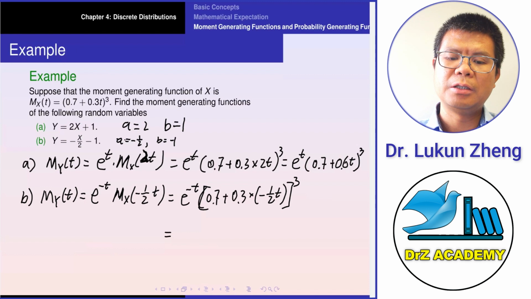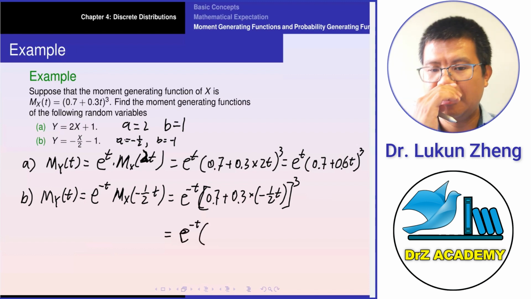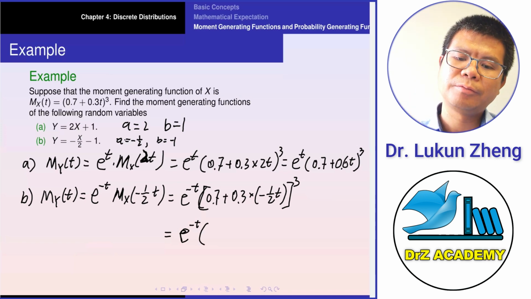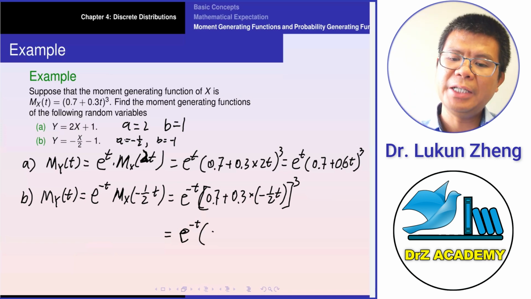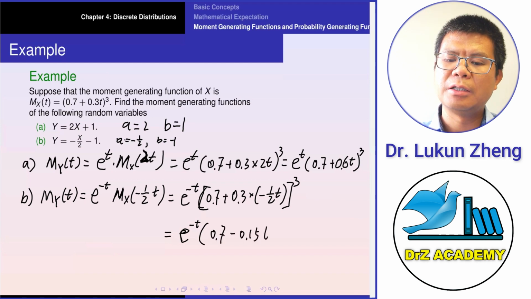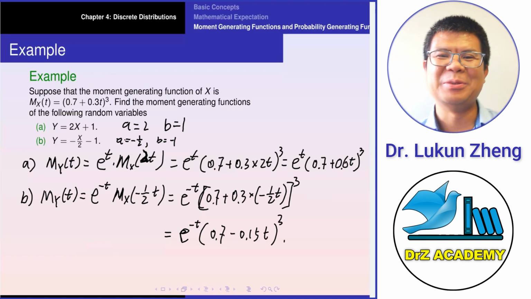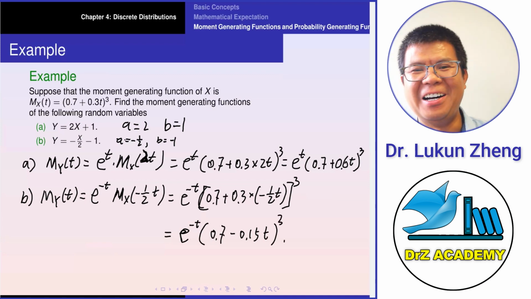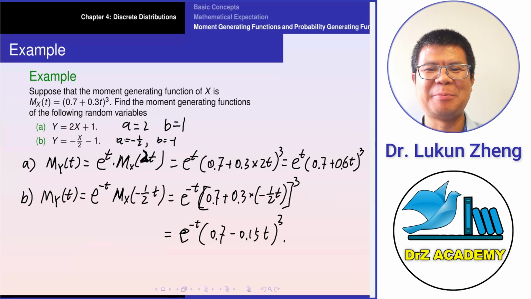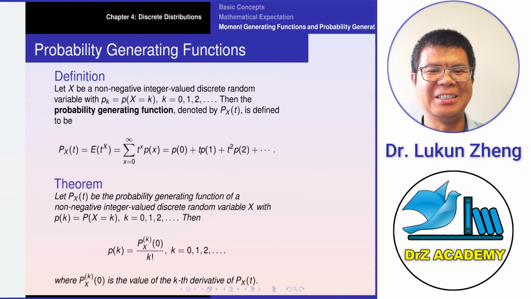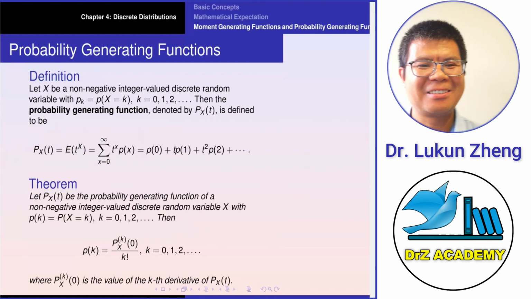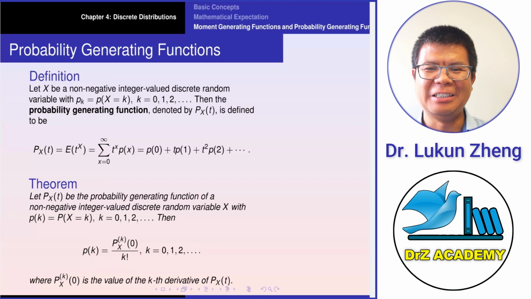So which equals what? E to the power -t, and this is 0.7 plus 0.3 e to the power -0.5t, all to the power 3. Okay, so that's going to be the moment generating function for y in part B. So basically we just used the theorem before. Okay, so very good.